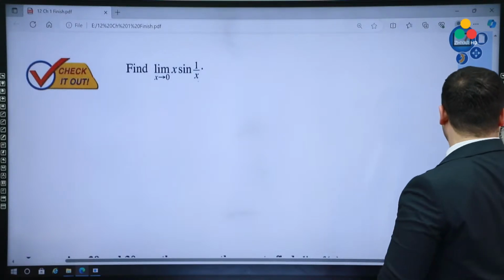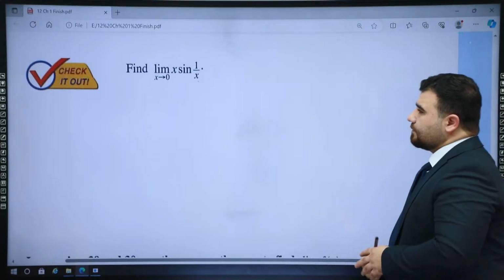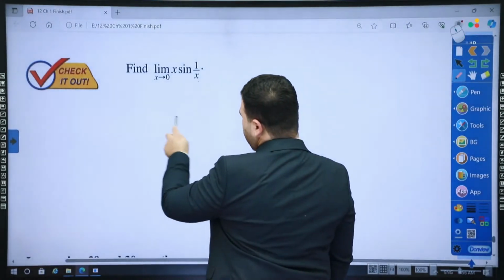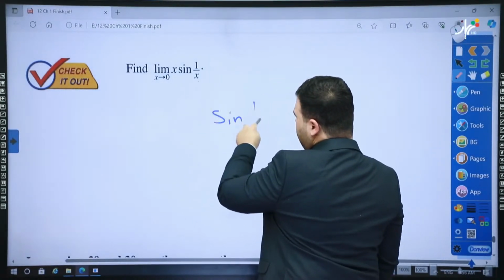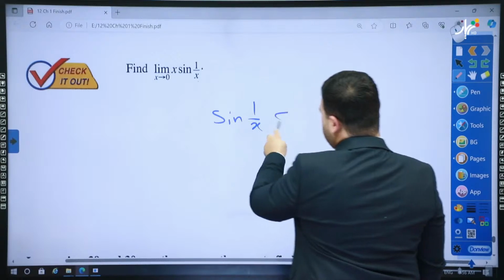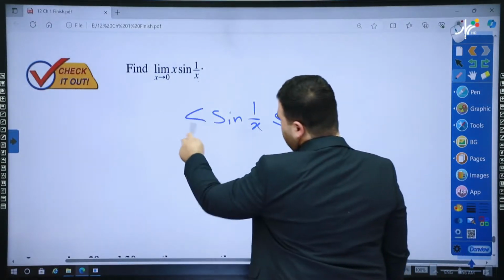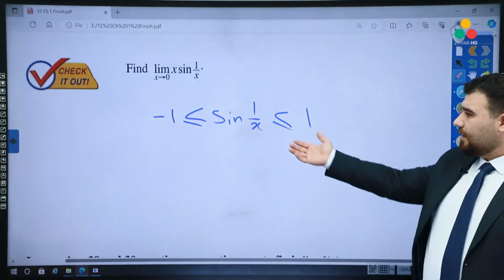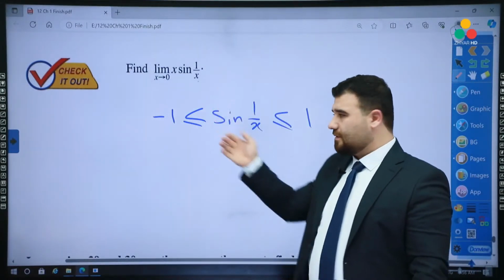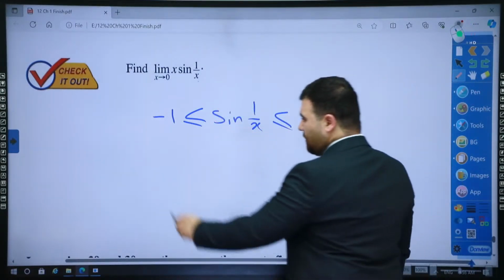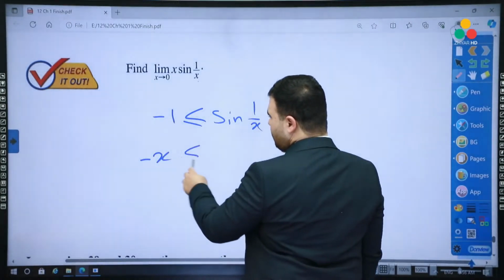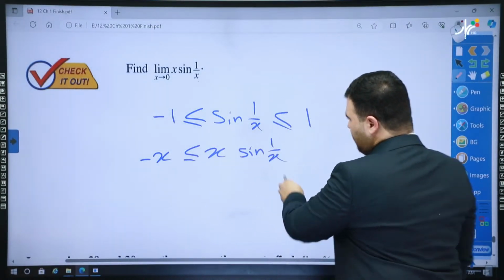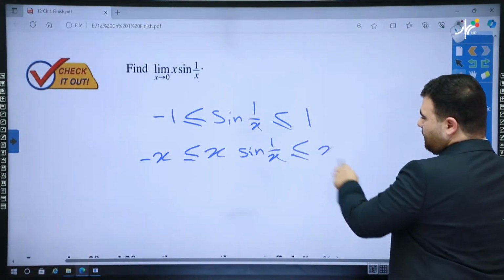Check this out. Limit x tends to 0 for x sine 1 over x. Okay, I know sine 1 over x is less than or equal to 1 and greater than or equal to -1. To make this look like x sine 1 over x, multiply everything by x. So it will look like -x less than or equal to x sine 1 over x less than or equal to x.